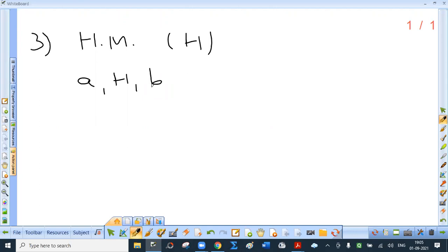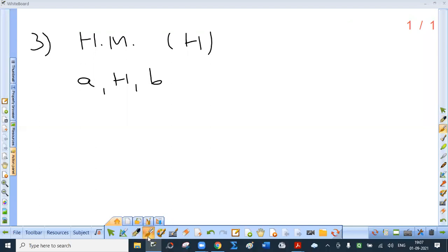Because see, for two numbers A and B, arithmetic mean is (A plus B) by 2. Geometric mean is plus or minus root AB. So can you tell me the formula for harmonic mean? What will be capital H? Type your answer in the chat box. Yes, you are absolutely right.